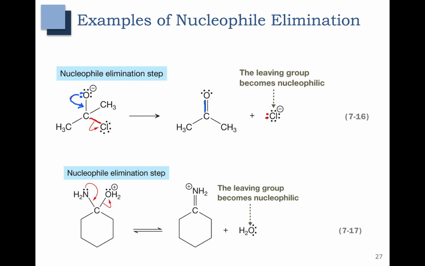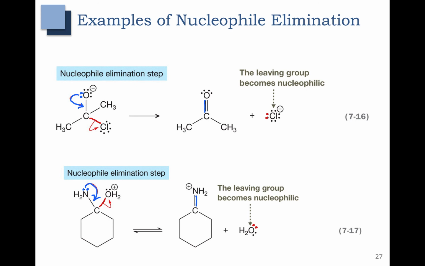Here's another example. Lone pair on the nitrogen comes down to form a nitrogen-carbon pi bond. The carbon-oxygen bond becomes a lone pair on water. In this case, our leaving group is a nucleophile because it has a lone pair on a water. In the top case, we had a negative charge and a chlorine. Both of these are examples of nucleophilic eliminations.